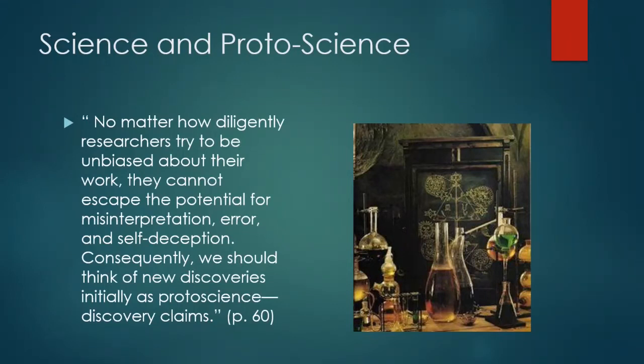Grinnell wants to make this distinction between science and proto-science. He thinks a discovery claim, once an individual scientist or a small group of scientists has produced some claim, is not yet a scientific fact. He wants to call that proto-science. It's really only after it's made it through the credibility cycle that he wants to call something scientific knowledge. He says, and here's why, here's a quote from the readings: No matter how diligently researchers try to be unbiased about their work, they cannot escape the potential for misinterpretation, error, and self-deception. Consequently, we should think of new discoveries initially as proto-science, discovery claims.